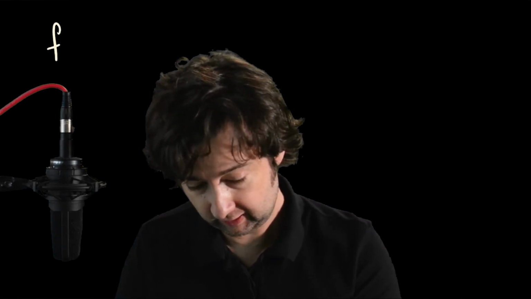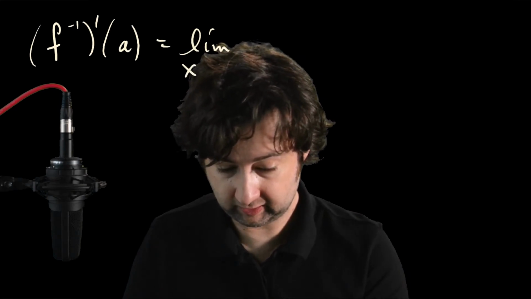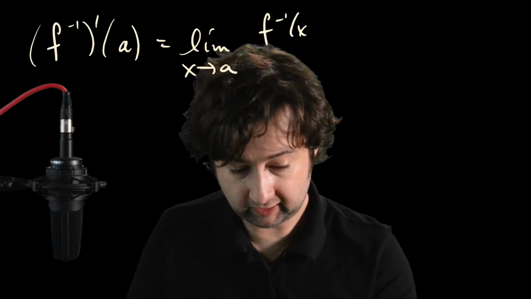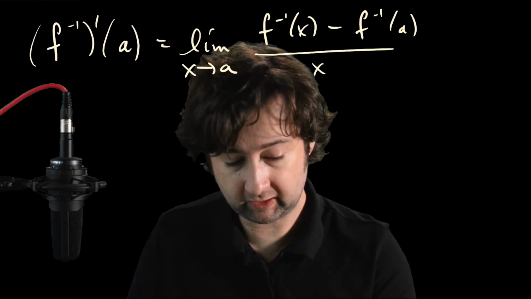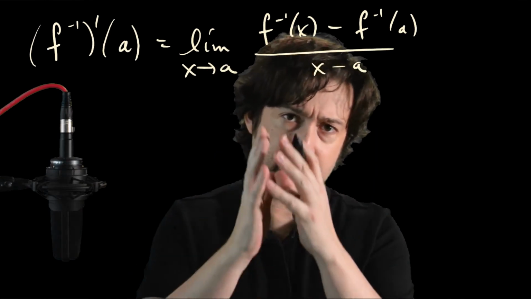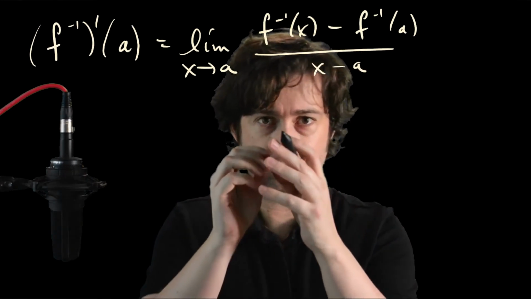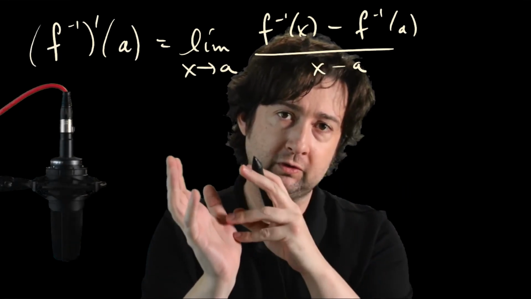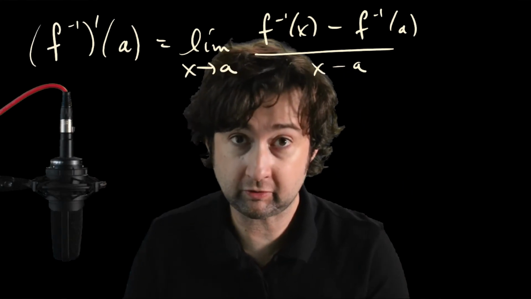So f inverse prime evaluated at A can be written as the limit as x goes to A of f inverse of x minus f inverse of A, divided by x minus A. Now I know that this expression makes sense because f was continuous, which means that these limits all make sense. Since f was continuous, f inverse is continuous, and f inverse being continuous means I can actually do this. So now I'm going to do some substitution.